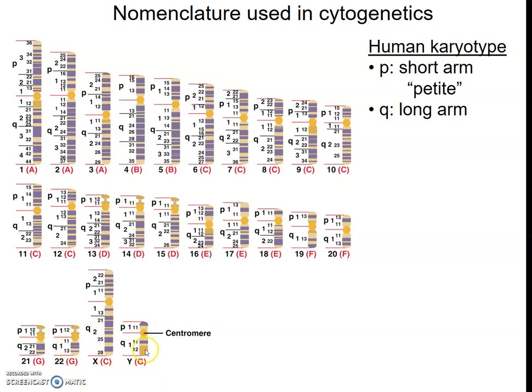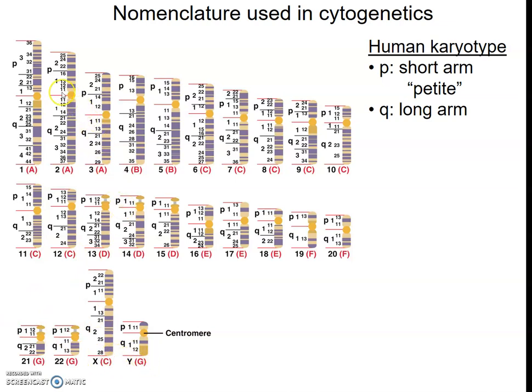Our sex chromosomes are, by convention, denoted as the last two chromosomes. So if you have two X's, that would be female. If you have an X and a Y, that would be a male.